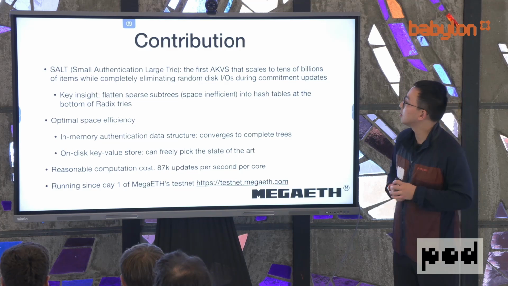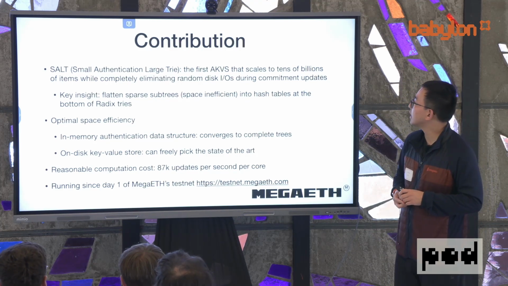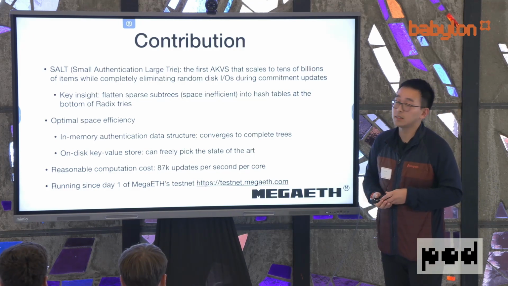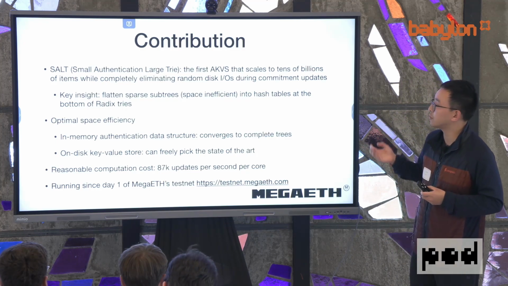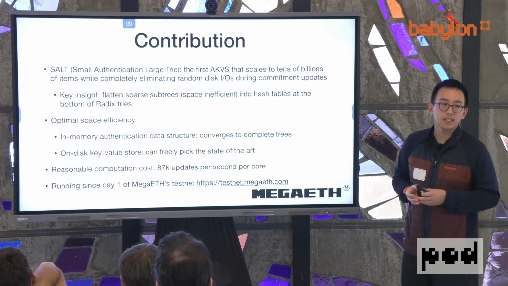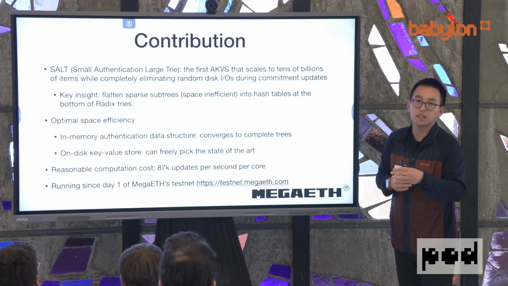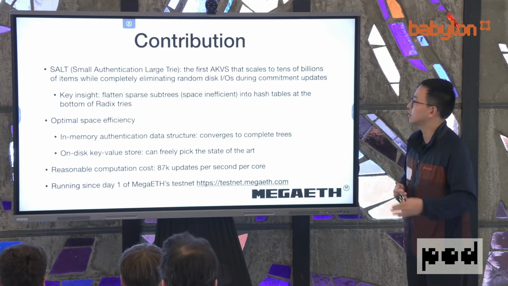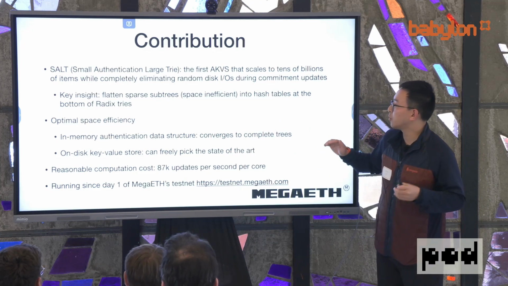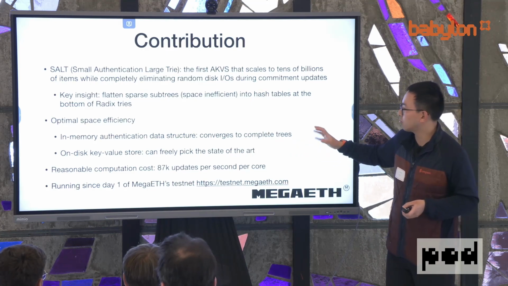So yeah, that's it. We talked about SOT. It's a new authenticated key value storage that scales to tens of billions of items while completely eliminating random disk I/Os while being very space efficient so that you can fit the entire thing in the memory, which is the purpose. The key insight is that tries or radix tries are sparse at the bottom, so you want to flatten them into proper vectors and just use one authenticator for them.